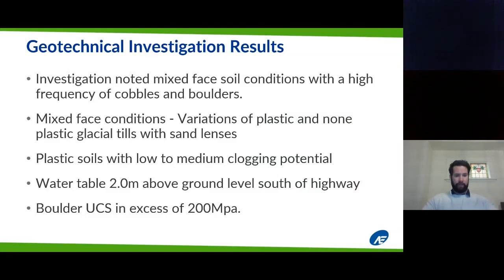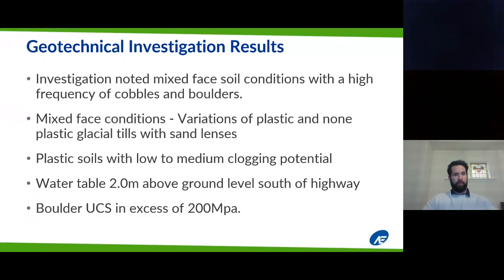The ground conditions would be mixed phased with variations of plastic and non-plastic glacial tills, with some isolated sand lenses expected to be encountered. The plastic soils would have low to medium clogging potential. The water table would be 2 meters above ground south of the highway, so that shaft that we noted just south of Highway 401 was under artesian pressure, so the water table would come up 2 meters above ground once we excavate it.